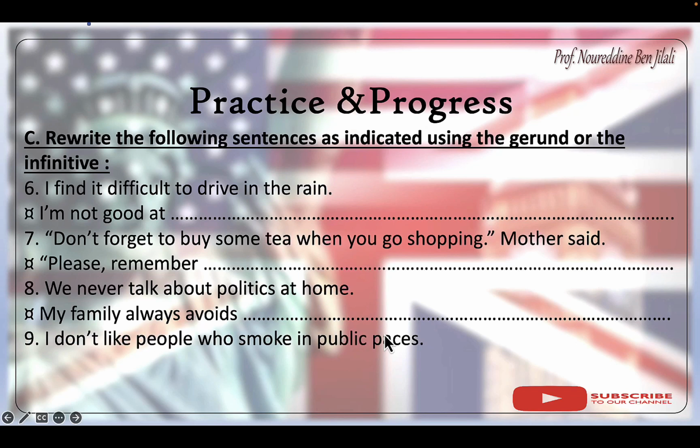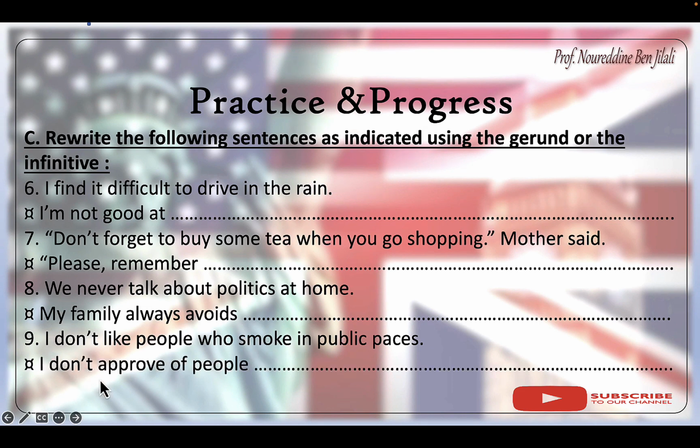Number 9. I don't like people who smoke in public places. We need to rewrite this sentence starting with "I don't approve of," and approve of is followed by a gerund. We can say, I don't approve of people smoking in public places. So the verb that is needed here is smoke.